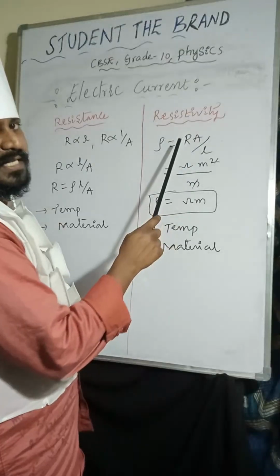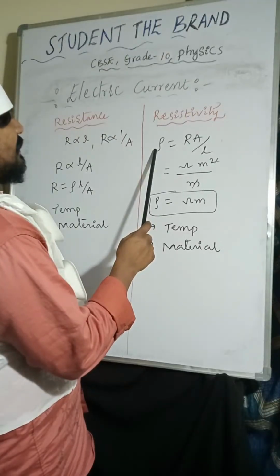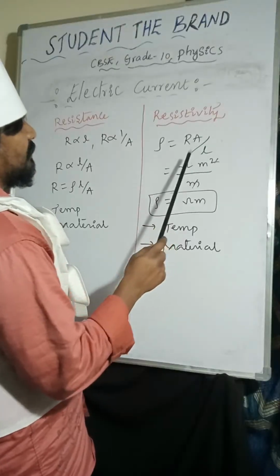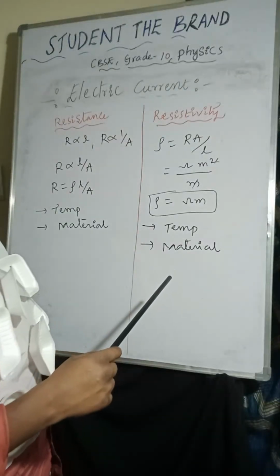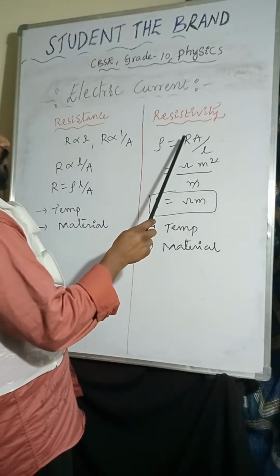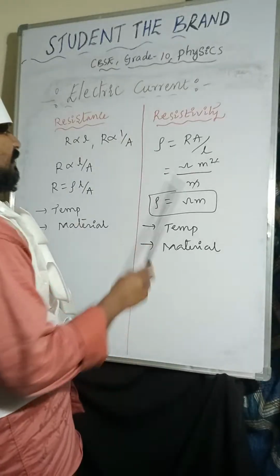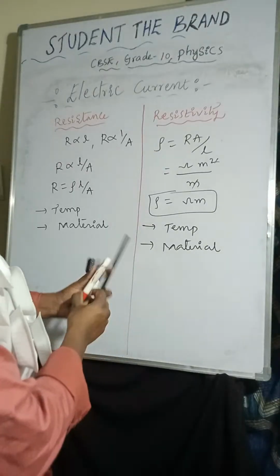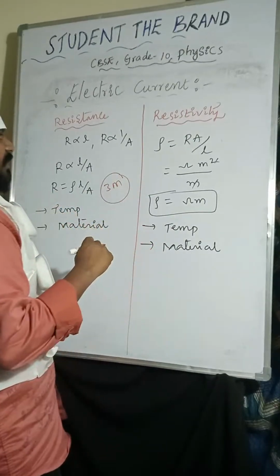Okay, the SI unit of resistivity: the SI unit of resistance is ohm, the SI unit of area is meter square, and the SI unit of length is meter, so one meter gets cancelled. Here you can observe, rho equals ohm meter. So resistivity depends on temperature, and resistivity depends on the material of the conductor. Very important, so definitely a 3 marks question, definitely it will be coming in the exam.